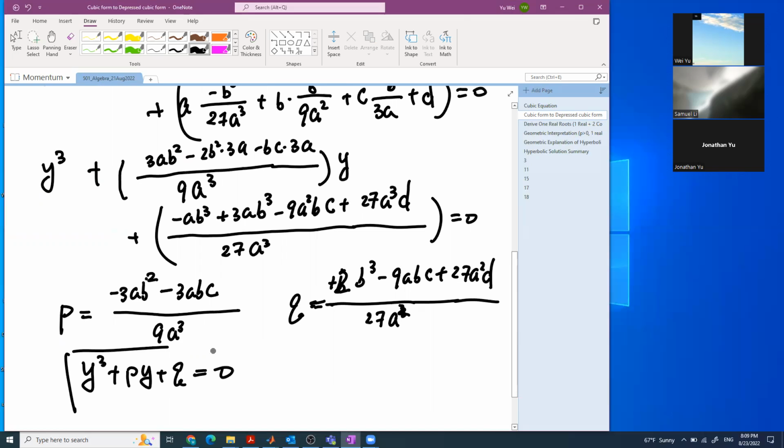So this is a step-by-step to show the relationship between the cubic form and the depressed form. Whenever you get a cubic form, try to make it the depressed form, because all the rest of the solutions will be based on the depressed form.